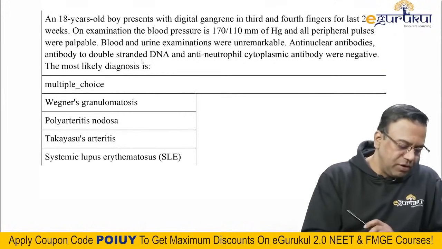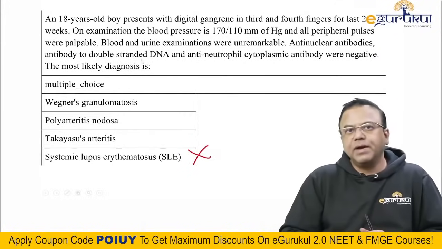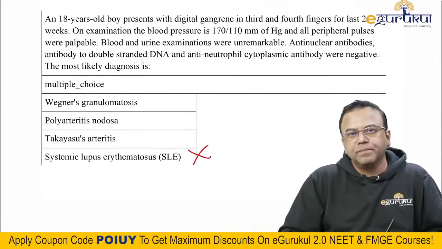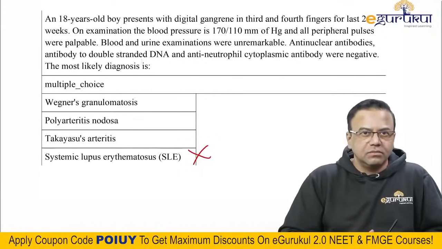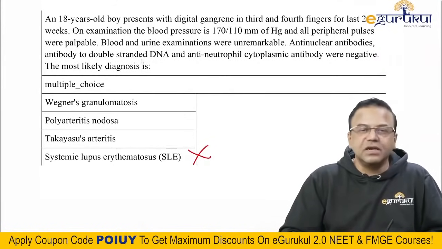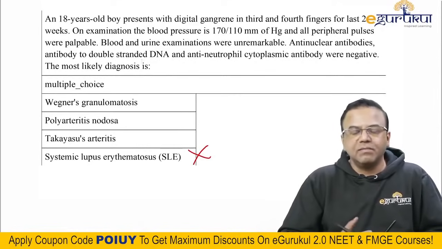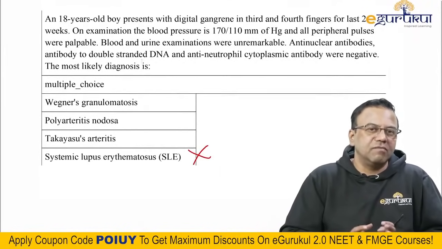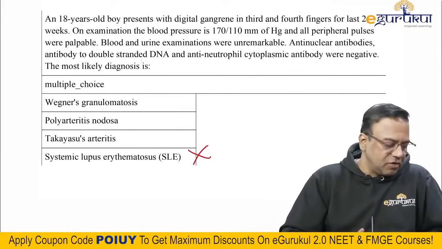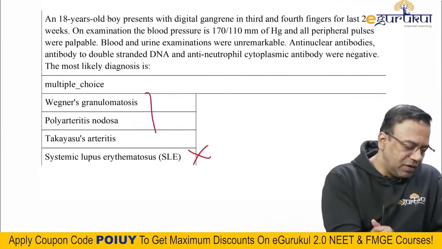Chances of it going towards SLE: first of all, you know in your mind a boy is being described, not a female. This is highly unlikely to be systemic lupus. You can generally consider it out. Anyway, if it were SLE, they would have told you ANA positivity, and skin manifestations would have dominated. Arthritis and those things would have dominated the picture for SLE. Now you're left between these.